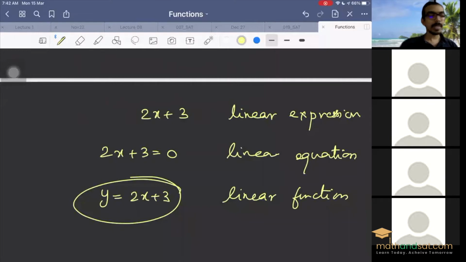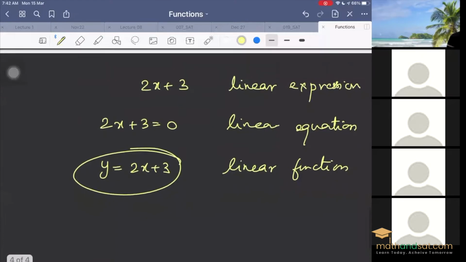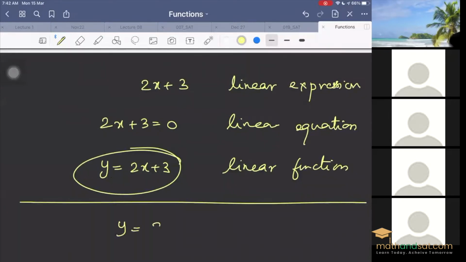And you have to remember that unless otherwise specified, if I simply say that a linear function is 2x plus 3, it is understood that the domain is the set of all real numbers. The domain is all real numbers, unless otherwise specified.